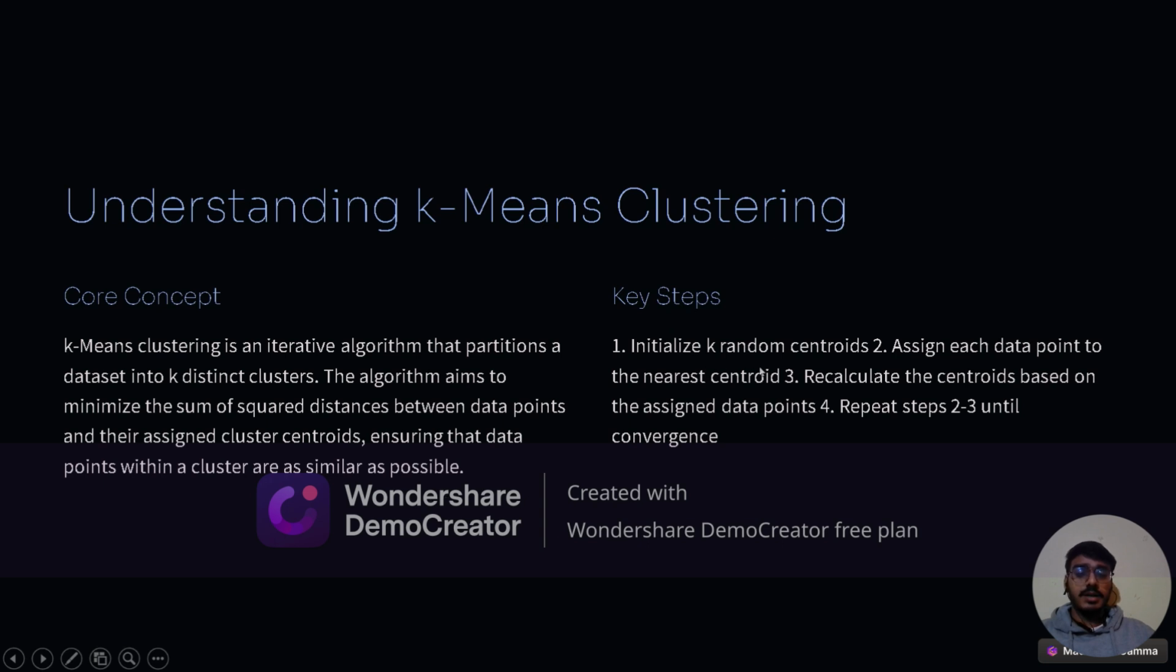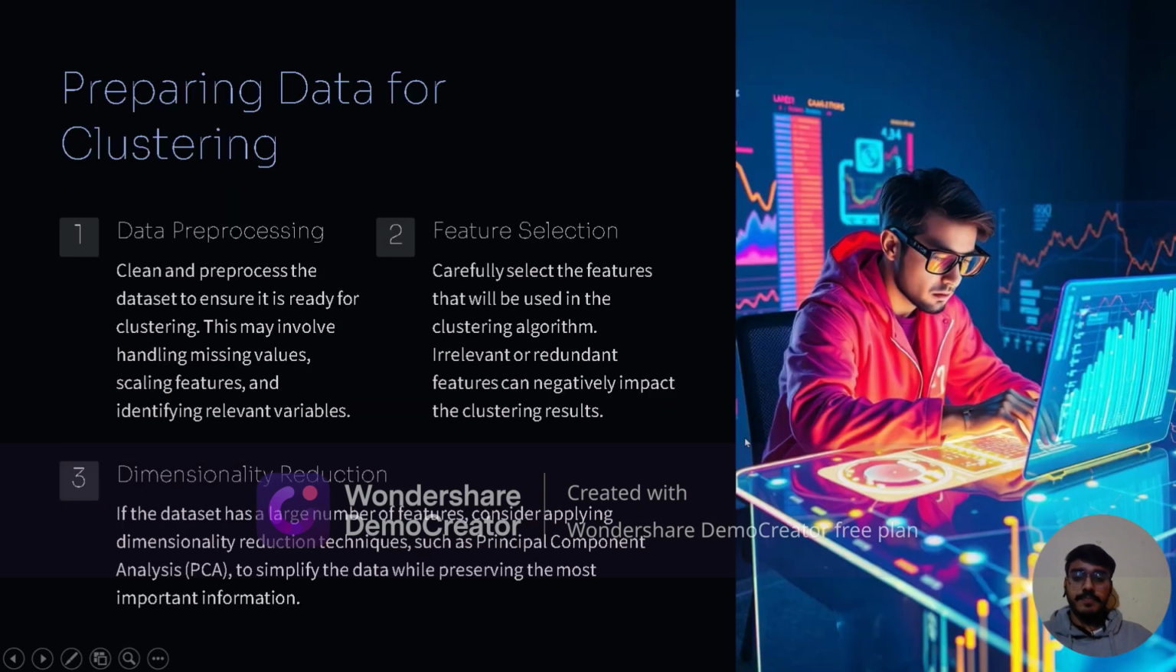Key steps: First, initialize k random centroids. Second, assign each data point to the nearest centroid. Third, recalculate the centroids based on the assigned values. Repeat steps 2 and 3 until convergence.